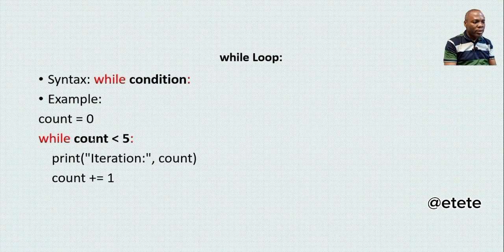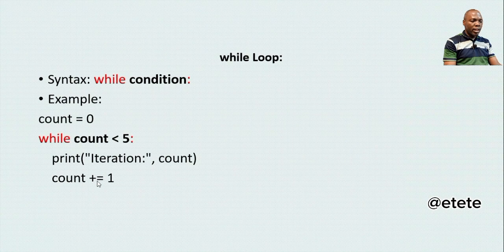So the first value that was assigned to count is 0. That is less than 5. So go in and print iteration, colon. It will print 0. Now, when it prints this 0, you can see that this print and this count are on the same line, meaning the block of code that is inside this while loop are these two. So you are going to execute these two before the next iteration. So after you print out the first iteration, which is 0, then it will carry out the next instruction, which is count plus equals to 1.